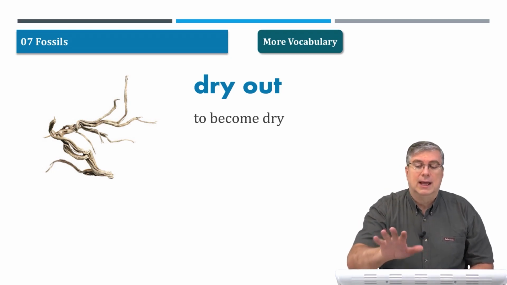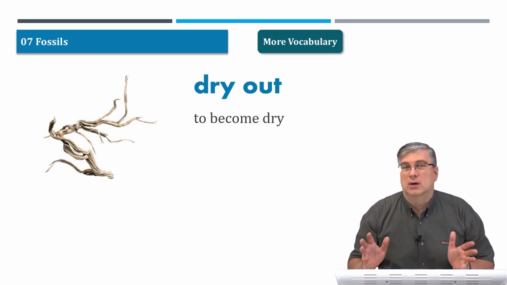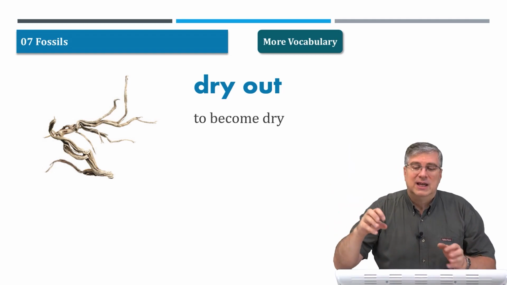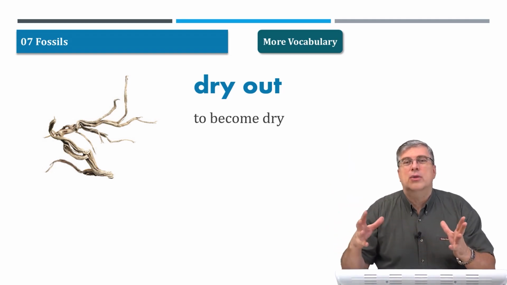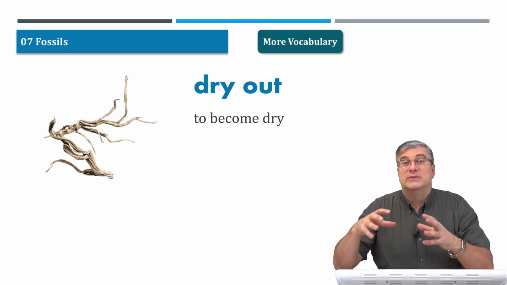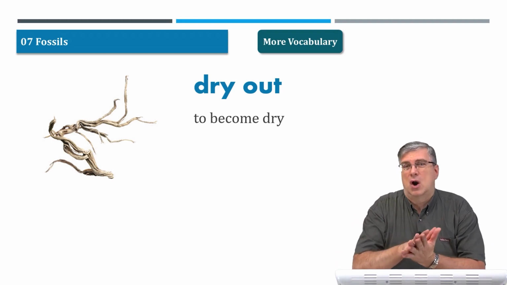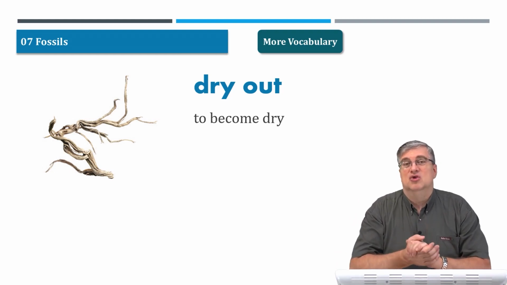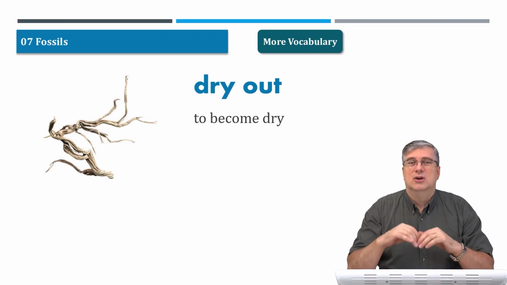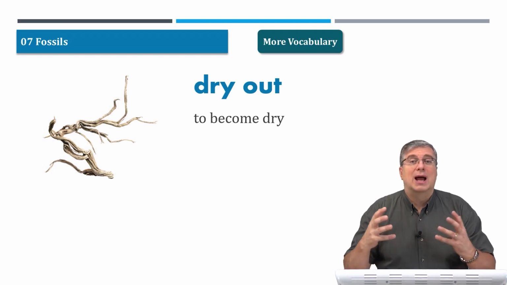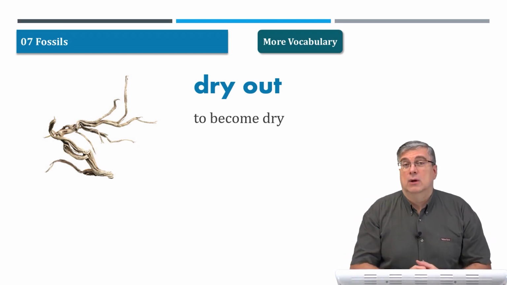But imagine you do that and then it doesn't rain for a long time, and the sun's very hot, and the sun dries out all the mud. So all the water comes out of the mud, and the mud becomes hard. So that means to become dry. When there's no moisture, no rain, things will dry out. Okay, those are our words for the lesson today.